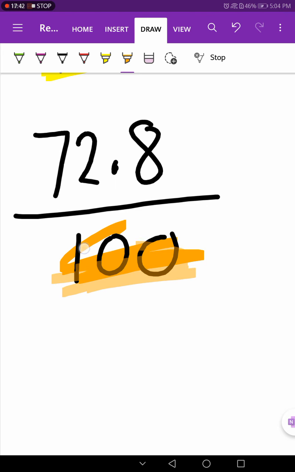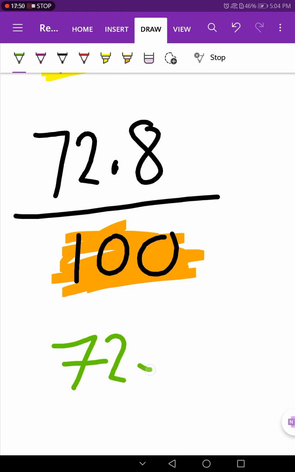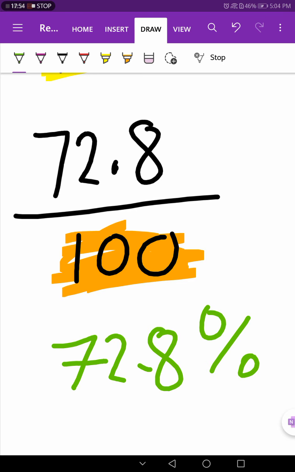We forget why we are looking for the 100, because of the percent. Percent, yes, thank you. So 72.8 over 100, percent. We are done. Got it? Yeah, got it. Okay.